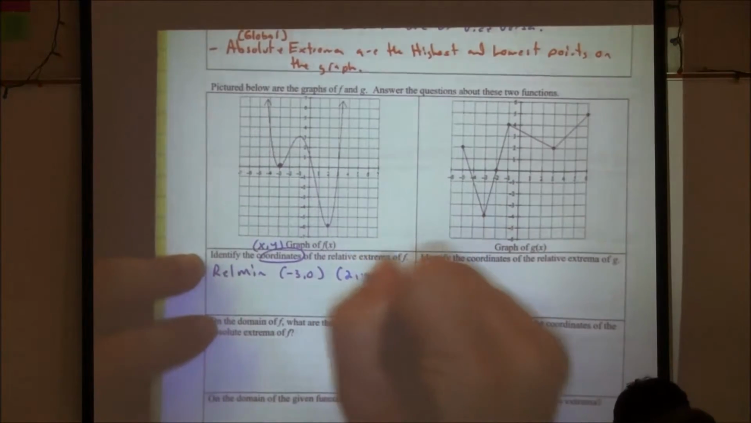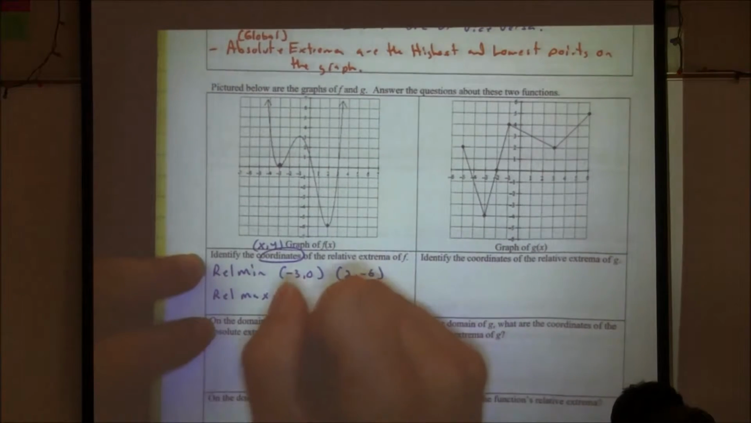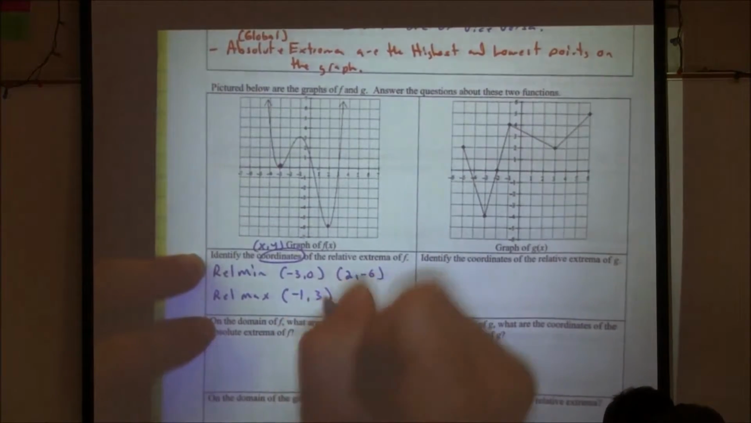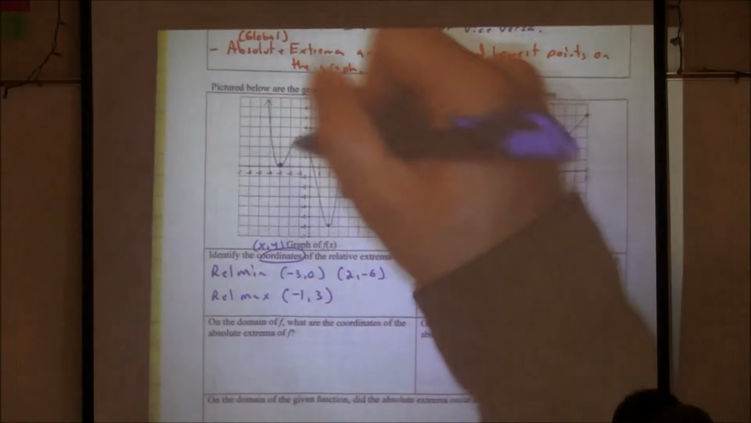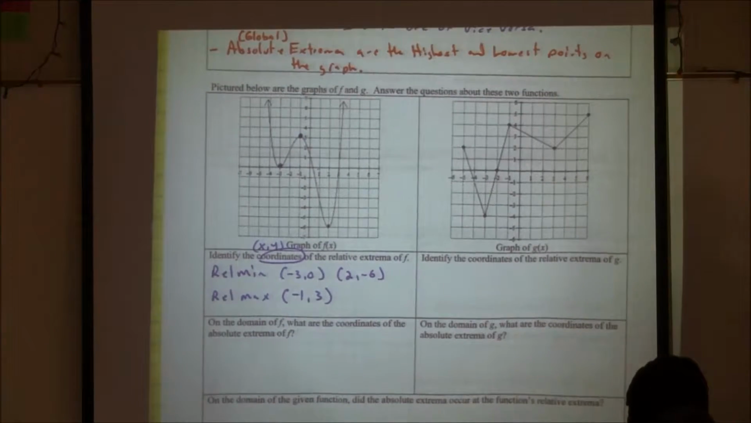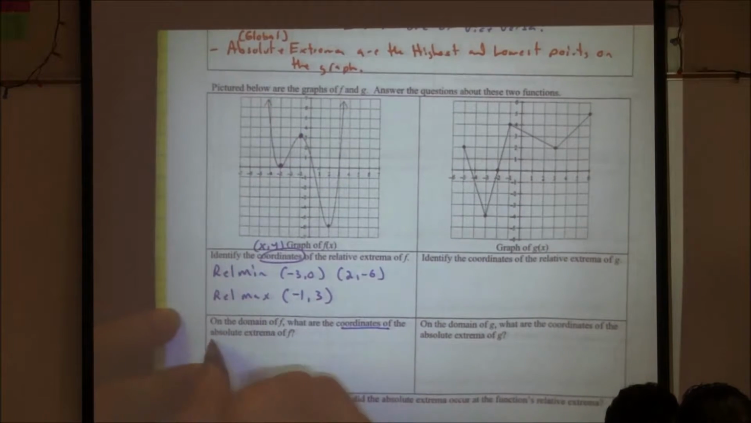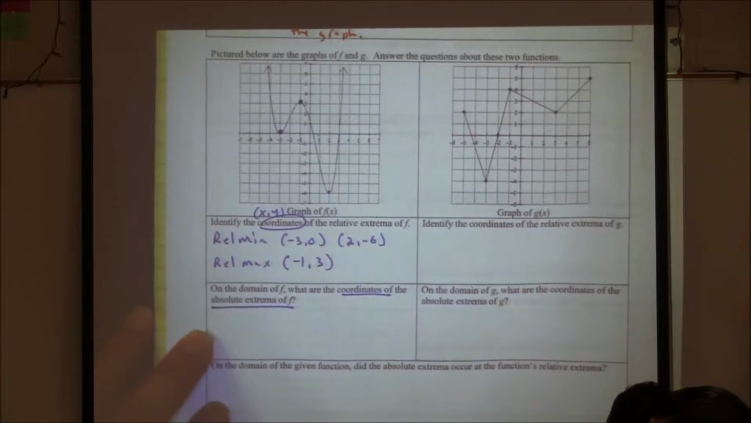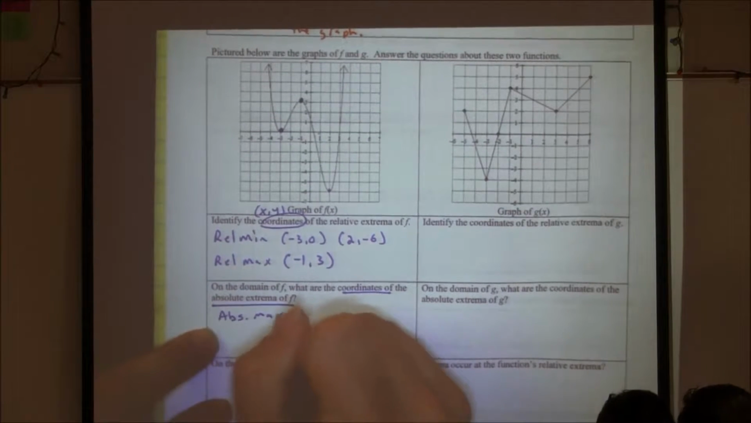Okay, where else? (2, -6). Okay, where do I have relative max? (1, 3)? Negative 1. Negative 1, 3. Are we okay? Everybody's able to find those? What does the next one say? What are the coordinates of the absolute extrema? So now I'm looking at this graph and I want to know what is the highest point on it and what is the lowest point. So what would be the absolute max?